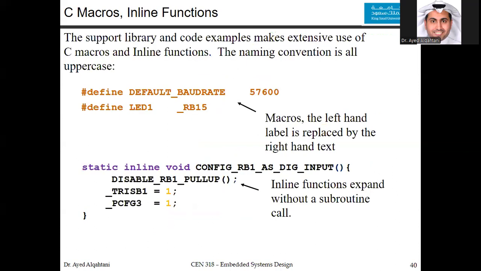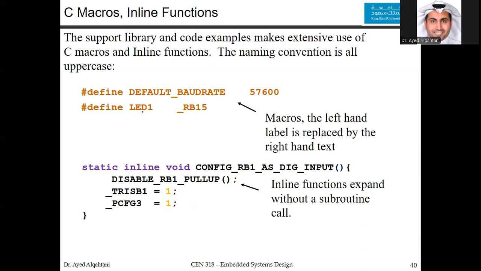So we also have in C macros and inline functions. Macros use the hashtag define. So here we say hashtag define, the default baud rate is some value. Also, we have define, and we define a certain name. You choose LED1, indicating an LED that can be on and off. If it is on, the light will be illuminating the night. If it is 0, it's going to be off.